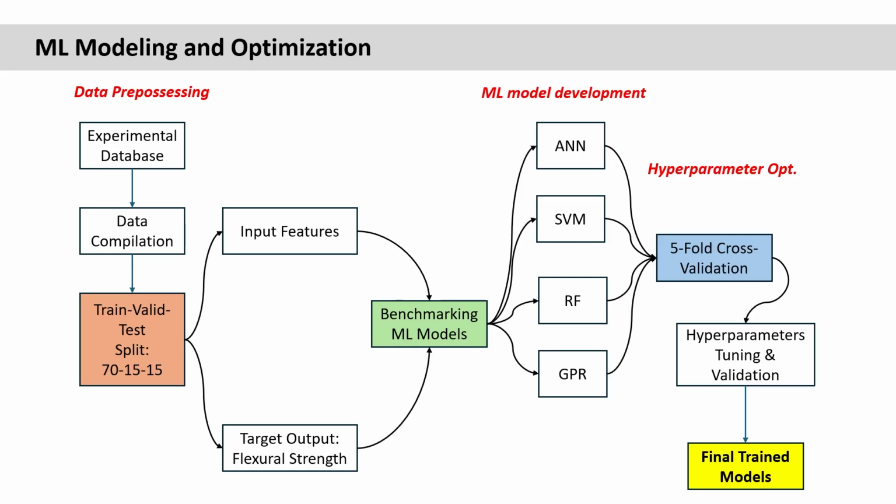The target output will be the flexural strength, because flexural performance is the most important factor for FRC in paving blocks failure. Multiple models like artificial neural network, support vector machine, Gaussian process regression, random forest will be trained and compared. Also 5-fold cross validation will be used to reduce the overfitting and increase the reliability.